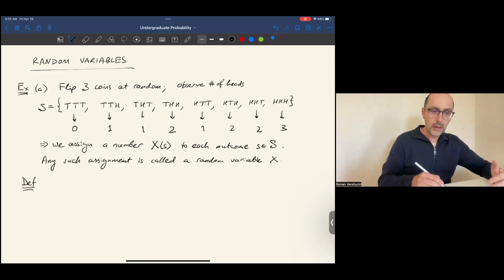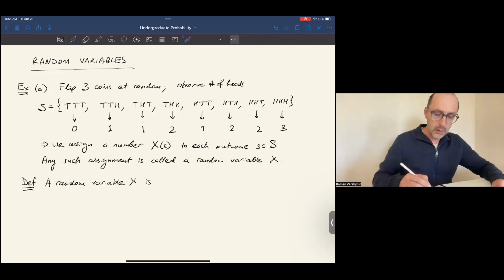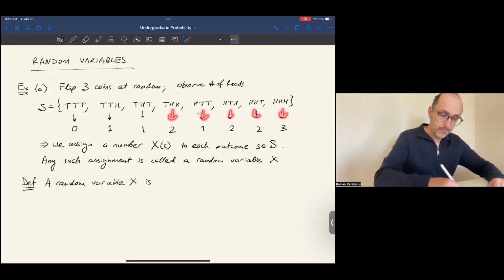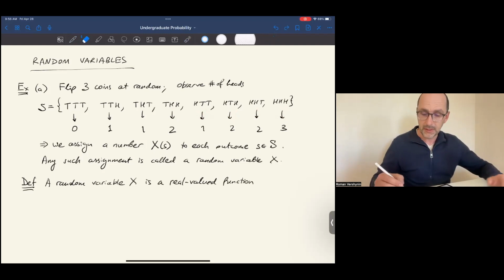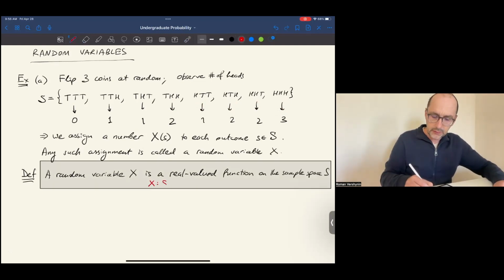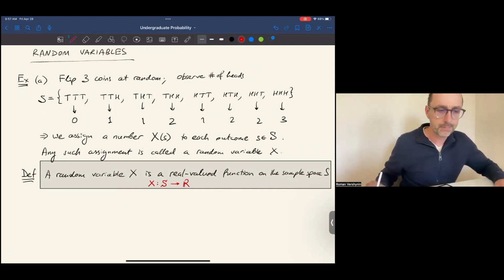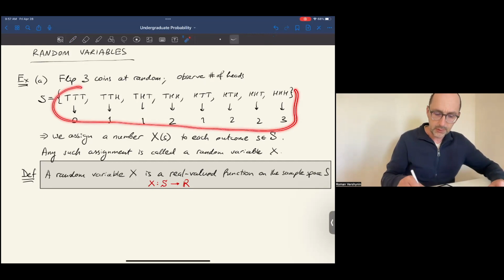Formally, a random variable X is an assignment or a function on the sample space. X takes an input from the sample space and returns an output in the reals, a real number. Here is one example of such a function.